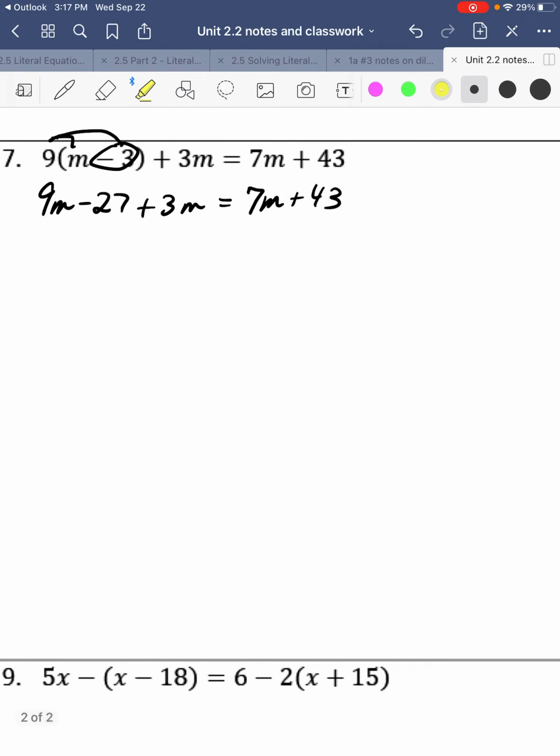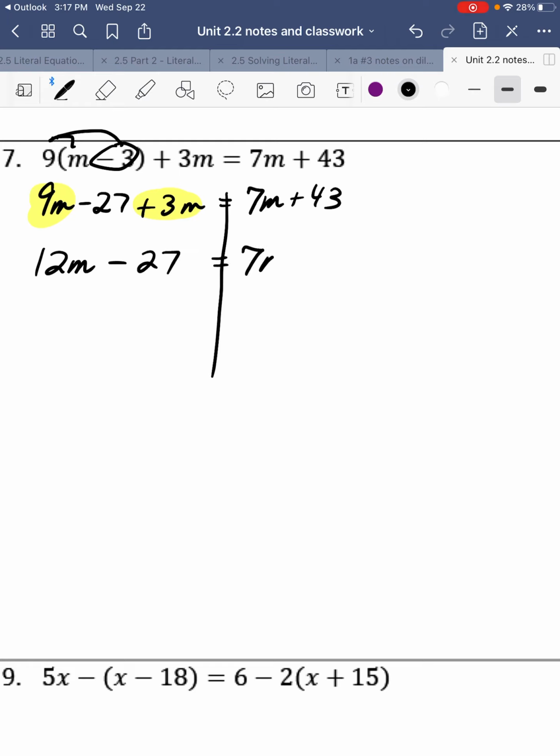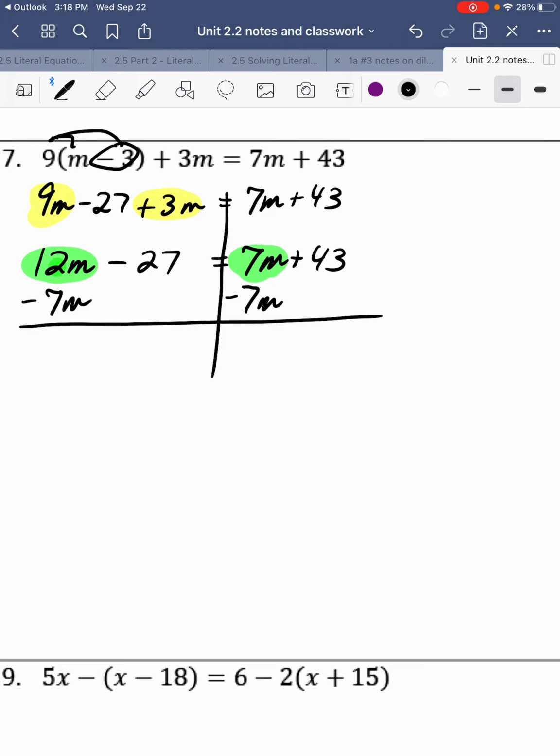Looks like we have some like terms. We have 9m plus 3m on the same side of the equal sign. So let's get those together. 9m plus 3m is 12m minus 27 equals 7m plus 43. Now we have like terms on opposite sides of the equal sign. Usually I get my terms with variables together first. So you can subtract 12m or subtract 7m. I'm going to subtract 7m. 7m minus 7m, simplify. So 12m minus 7m is 5m. Minus 27 comes down, equals positive 43 comes down.